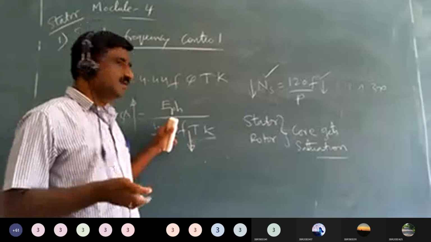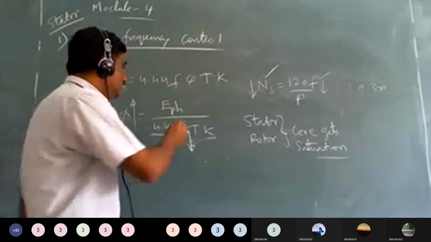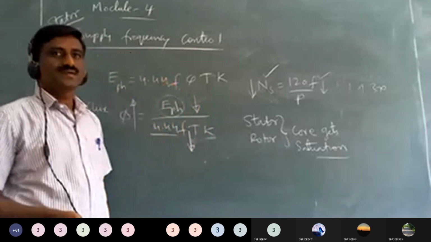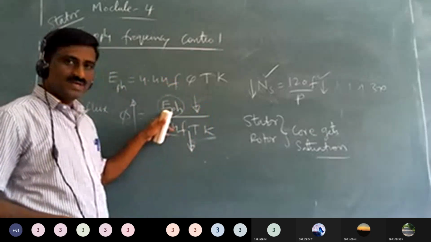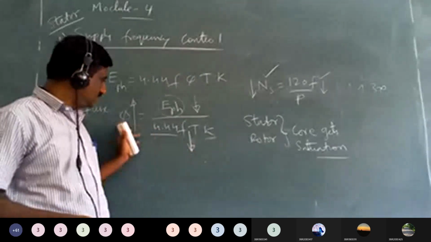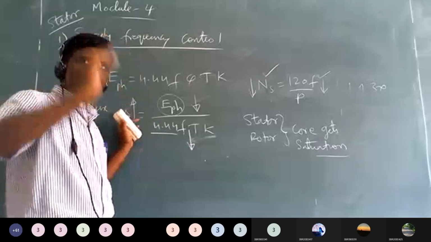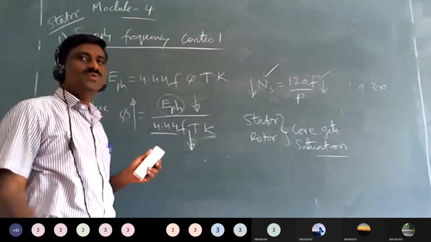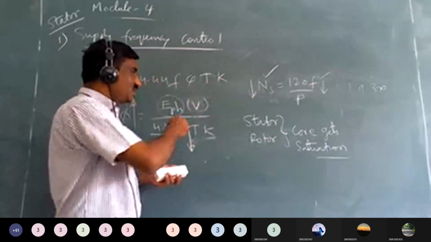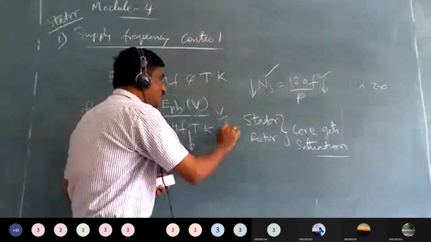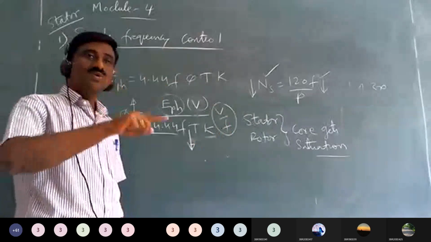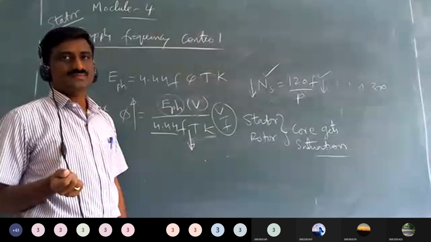So then what do you have to do? There is an option of decreasing the voltage here, because when you decrease the voltage, flux also decreases. Because of decreasing frequency the flux is increased; how to compensate it? By decreasing the voltage. E_ph is nothing but the supply voltage. So that's why this method is called the volts per hertz frequency control method. It is not called only frequency control.